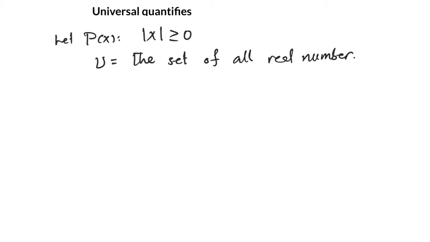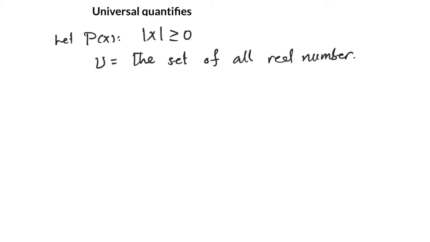Now, for this predicate, whatever value you choose from the set of all real numbers, this remains true. Therefore, p of x is true for all x's you choose from the universal set. This can be described using universal quantifier. So, what do we mean by universal quantifier?